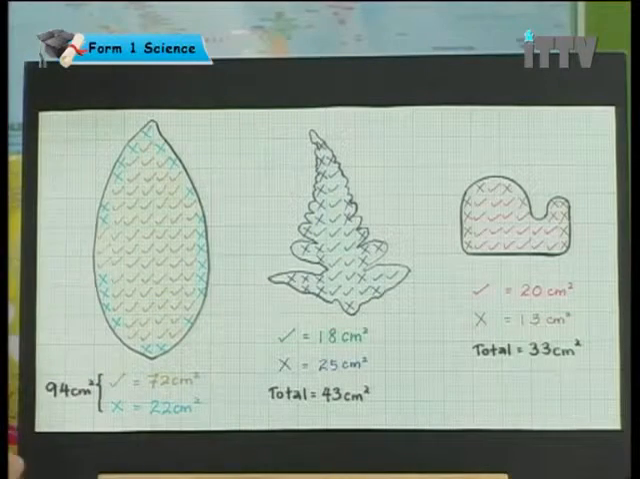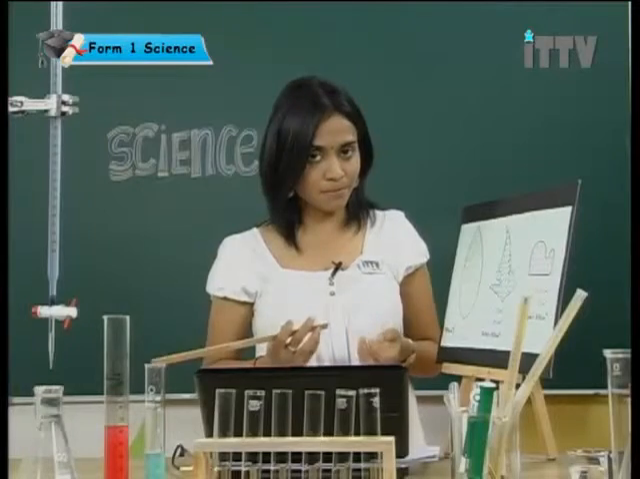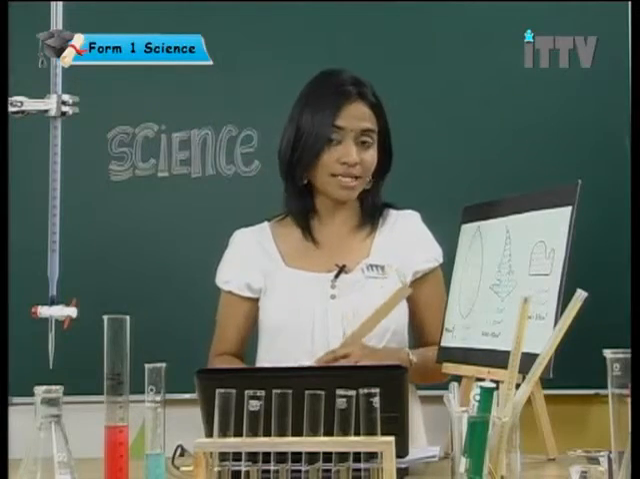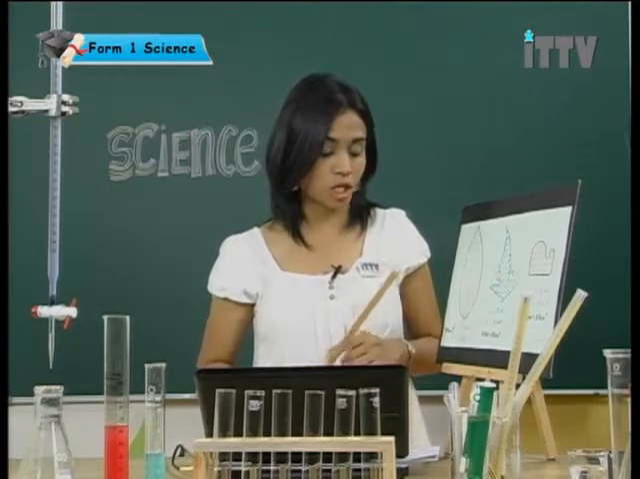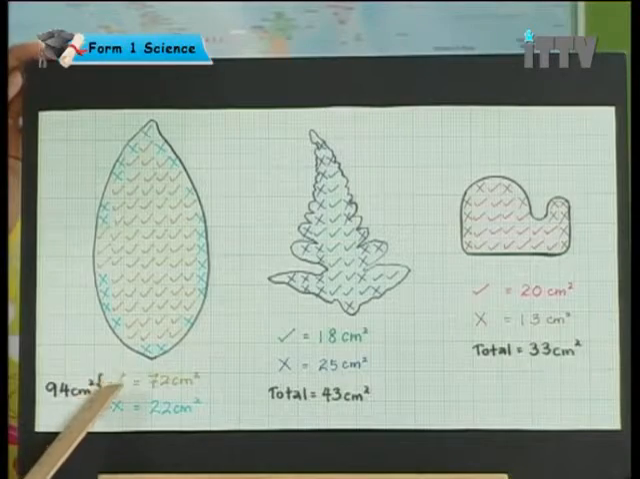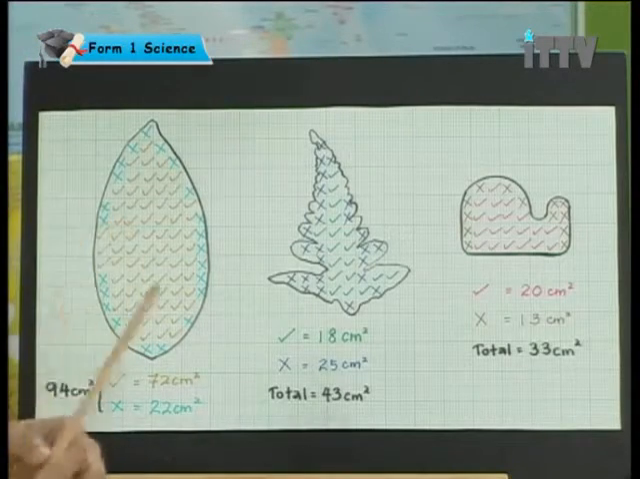So how do you actually find the surface area of the leaf? Simple, just add the amount of ticks and the amount of crosses in this picture. It gives you 94 square centimeters. Now is it only the leaf that you can use?